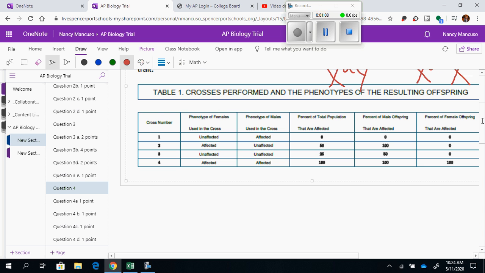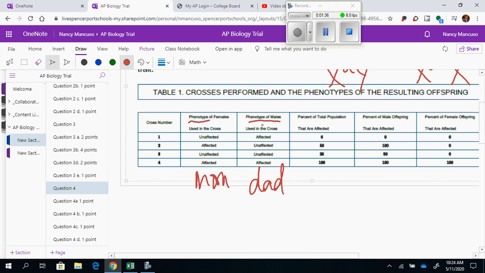Okay, so then they give us this data chart, which I think is very small and difficult to read. So for each of the questions, I blew it up a little bit larger. So they did 4 different crosses. They tell you what mom's phenotype is. They don't tell you her genotype. They just tell you, does she have it or does she not have the trait? And then they give you the phenotype of the male.